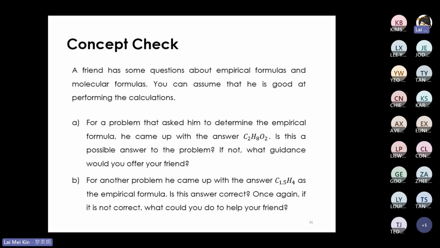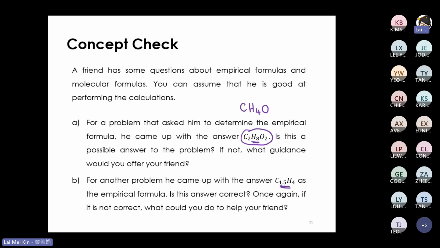Your friend has some questions about empirical formula and molecular formula. For the first question, he has this answer. Is this answer correct as an empirical formula? If no, what will you tell your friend? Is this correct as an empirical formula? Why? It must be in the simplest ratio. So what's the correct answer? Okay, CH4O.